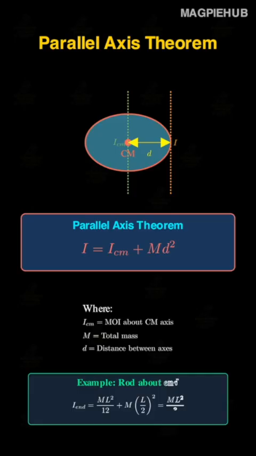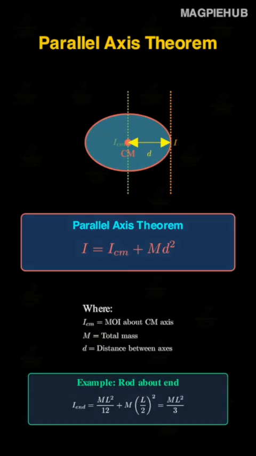Example, rod about its end. I_end equals ml squared over 12 plus m times l over 2 squared, which gives us ml squared divided by 3, exactly what we derived earlier.